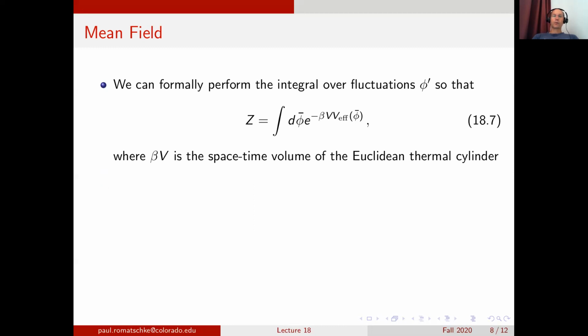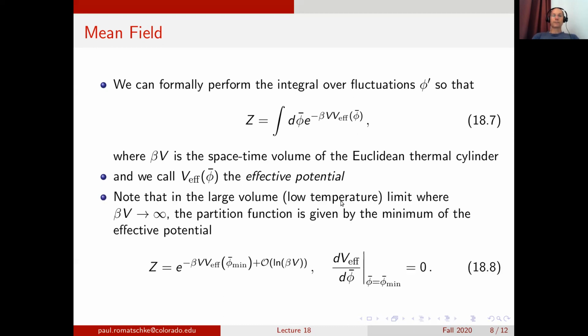We can formally perform the integrations over the fluctuations phi prime so that we end up with a representation of the partition function that is the regular integral over the mean field times e to the minus beta V, where V is the volume, times an effective potential V_eff that is just a function of the mean field phi bar. As I said before, the term V_eff is just the effective potential.